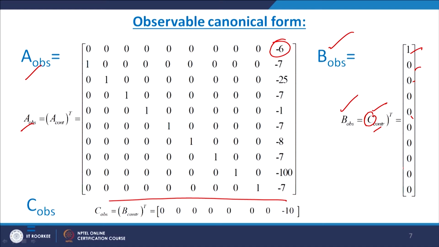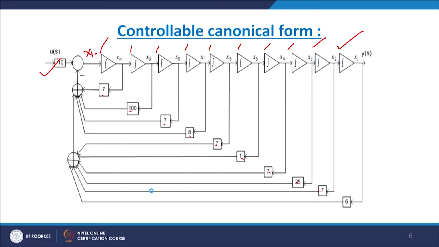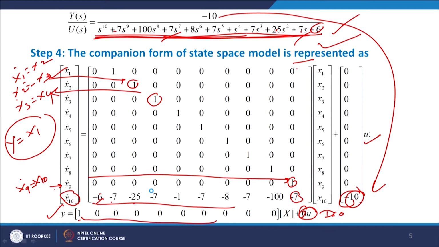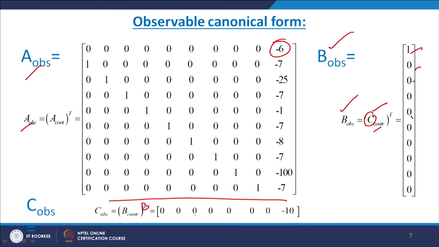Now, about the C observable matrix. The C observable matrix equals the transpose of the B controllable canonical matrix. So what are the elements of B? B controllable is 0 0 0 0 0 0 minus 10, and when we take the transpose, you will get 0 0 0 0 minus 10. And here D observable is equal to 0.